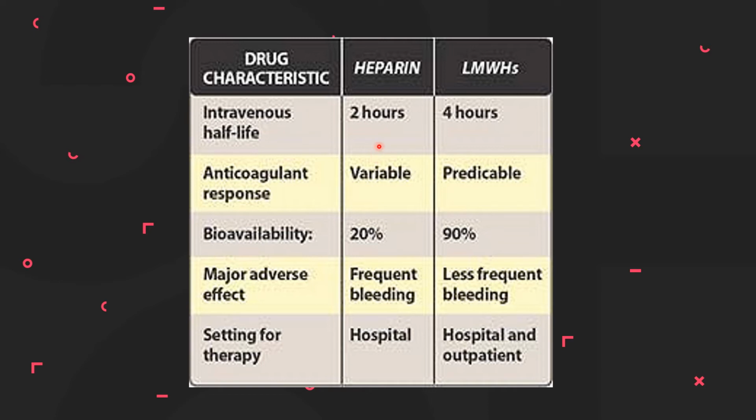Similarly, if we compare heparin with low molecular weight heparin, the low molecular weight heparin has a half-life of 4 hours. Its anticoagulant response is predictable, and look at its bioavailability. It's 90% as compared to the standard one, which is only 20%. So of course this one is much better. Then regarding the adverse effects, there is more frequent bleeding with heparin, and you need to go to the hospital for heparin, whereas low molecular weight heparin can even be given in the outpatient department. So these are 4 more differences of heparin from low molecular weight heparin. That is why it is considered better than the standard heparin.